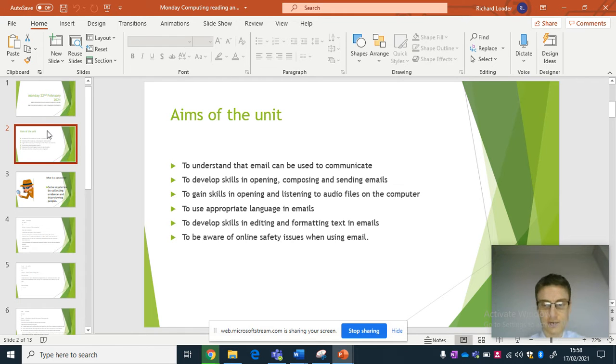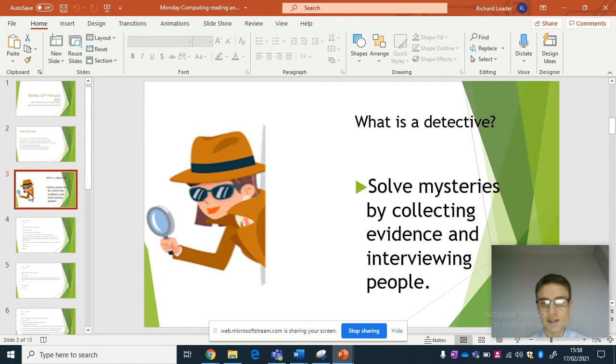These are the aims of the unit: to understand that email can be used to communicate, develop skills in opening, composing, and sending emails, to gain skills in opening and listening to audio files on the computer, to use appropriate language in emails, to develop skills in editing and formatting text in emails, to be aware of online safety issues when using email. So, what is a detective? A detective is someone who can solve mysteries by collecting evidence and interviewing people.